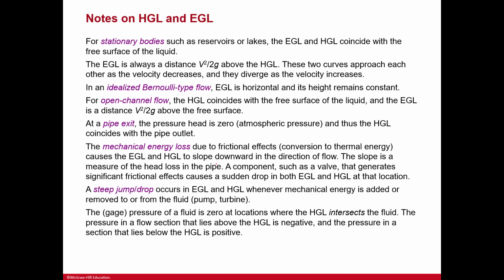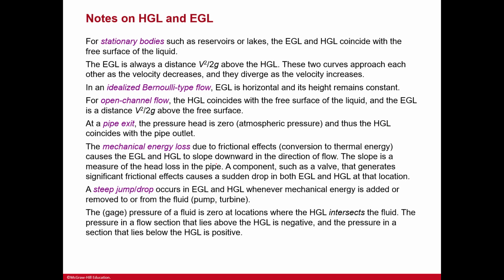In an idealized Bernoulli type flow, EGL is horizontal and its height remains constant. For open channel flow, HGL coincides with the free surface of the liquid, and EGL is a distance above the free surface. At a pipe exit, the pressure head is 0, atmospheric pressure, and thus the HGL coincides with the pipe outlet. And the mechanical energy loss due to frictional effects, which converts to thermal energy, causes EGL and HGL to slope downward in the direction of the flow.